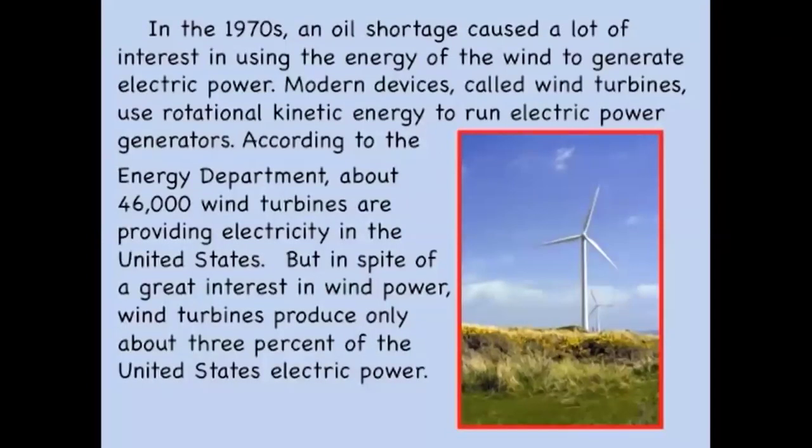Follow along. In the 1970s, an oil shortage caused a lot of interest in using the energy of the wind to generate electric power. Modern devices called wind turbines use rotational kinetic energy to run electric power generators. According to the Energy Department, about 46,000 wind turbines are providing electricity in the United States. But in spite of great interest in wind power, wind turbines produce only about 3% of the United States electric power.